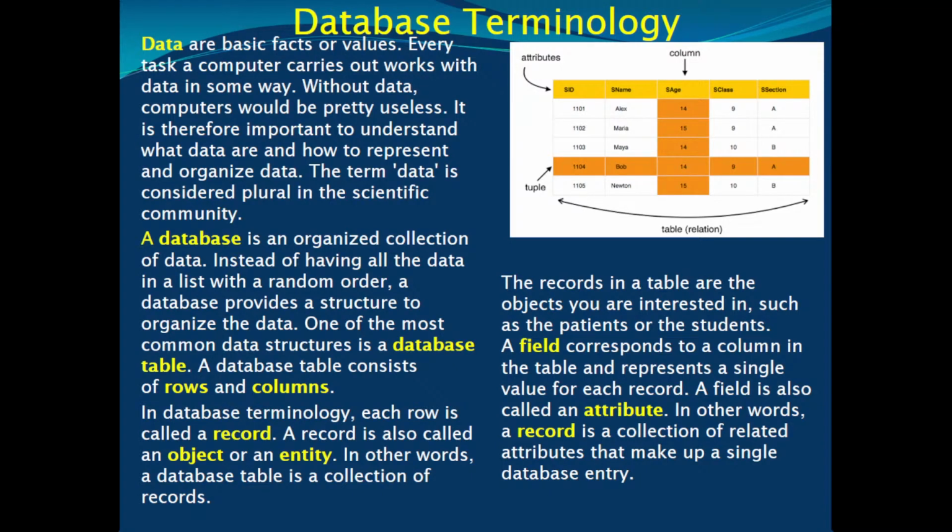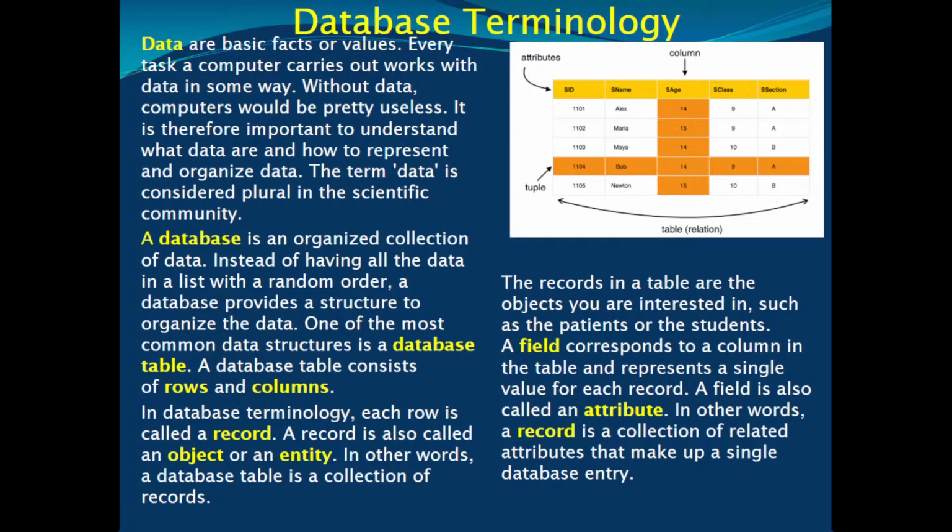A database, another term, is an organized collection of data. Instead of having all the data in a list with a random order, a database provides a structure to organize the data. One of the most common data structures is a database table. A database table consists of rows and columns. In database terminology, each row is called a record. A record is also called an object or an entity. In other words, a database table is a collection of records, and a record is all the information about one object or one person.